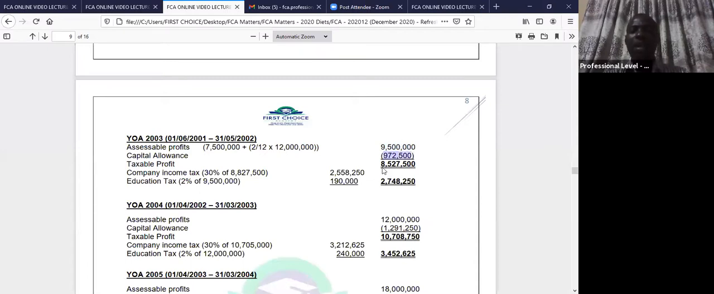Less it from here, you have your taxable profit from which we base our company income tax, and our assessable profit is where we base our education tax. We take 2% of it.